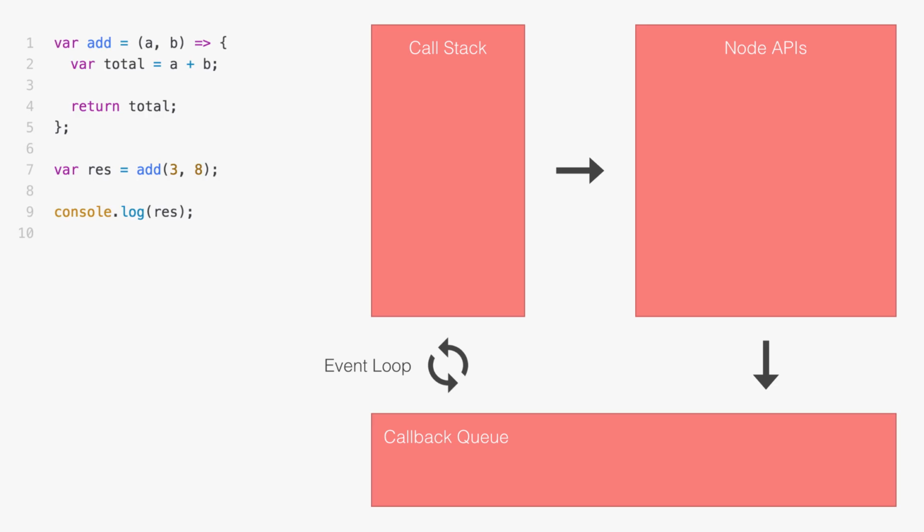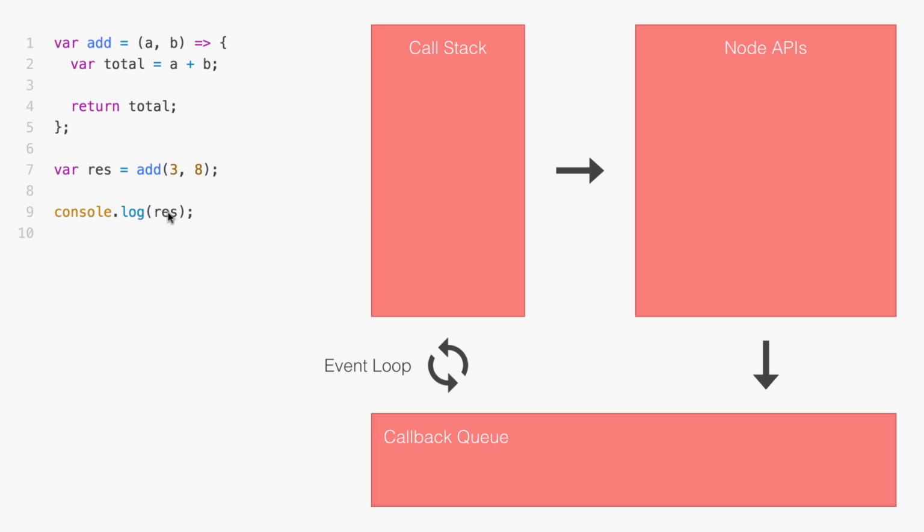This is example 2. Here, we start off by defining an add function. The add function takes arguments a and b, it adds them together, storing that in a variable called total, and it returns total. Down below, we add up 3 and 8, which is 11, storing it in the res variable, then we print out the response. And that's it. Nothing asynchronous is happening. Once again, we just need the call stack.